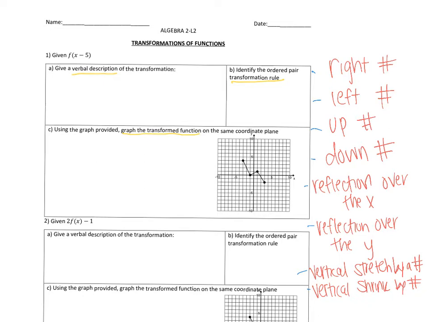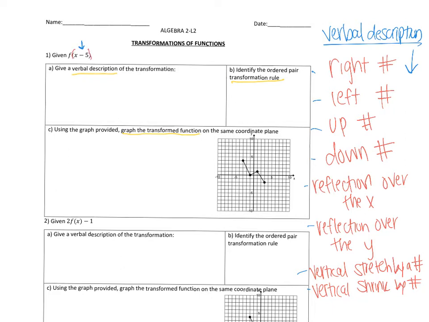When we do a verbal description, you're going to use these. It has to say one of these 8. It may say more; it may say 1, it may say 3, whatever it may be. So we're going to go ahead and do the first one. I am looking for every number that I see. In this case, I see a -5 inside my grouping symbol, or my parentheses.